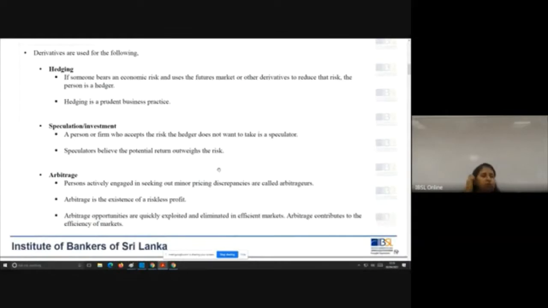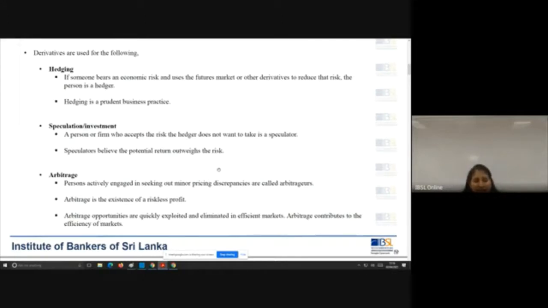Now, the purposes of why you enter into a derivative. The very first is hedging. What do you mean by hedging? You are exposed to a certain risk, and you want to reduce that risk or protect yourself from it. Essentially, derivatives were created for the purpose of hedging. You want to protect yourself from that risk. So hedging is where derivatives were actually introduced.